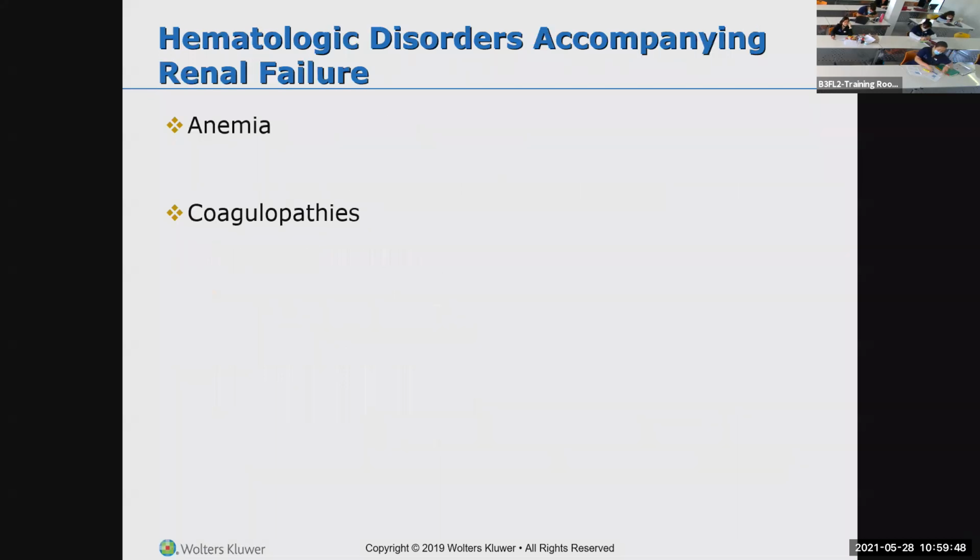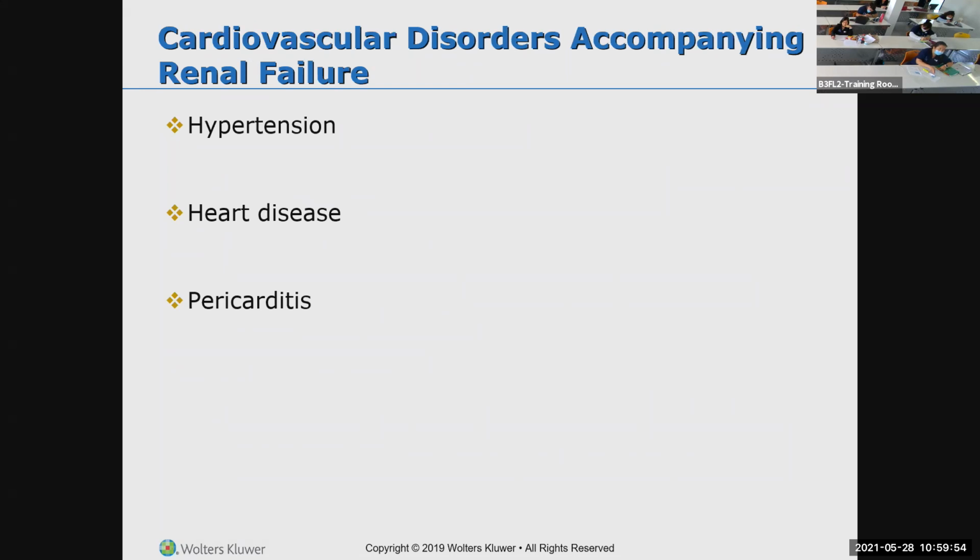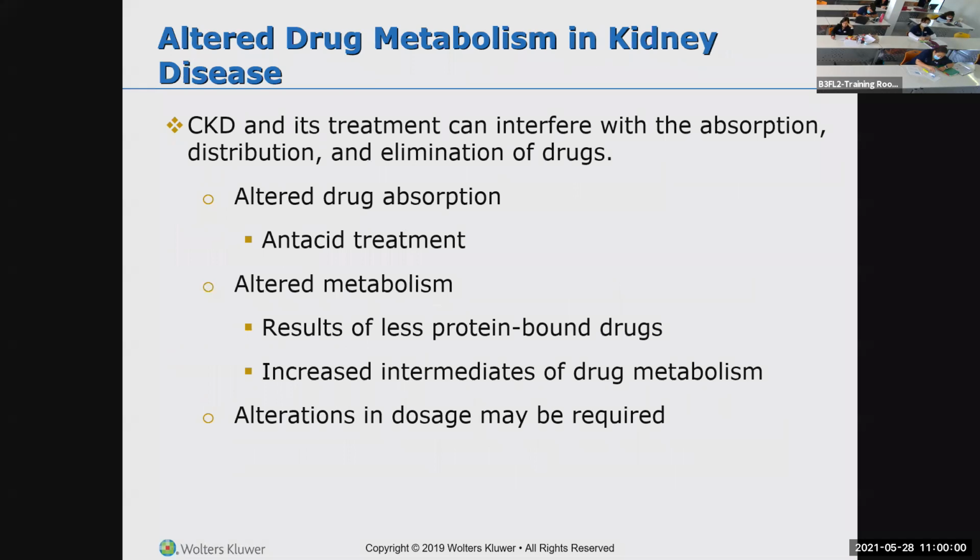Anemia, coagulopathy, hypertension, heart disease, pericarditis, cardiovascular problems, chronic kidney disease, altered drug metabolism. Chronic kidney disease and its treatment can interfere with the absorption, distribution, and elimination of drugs.